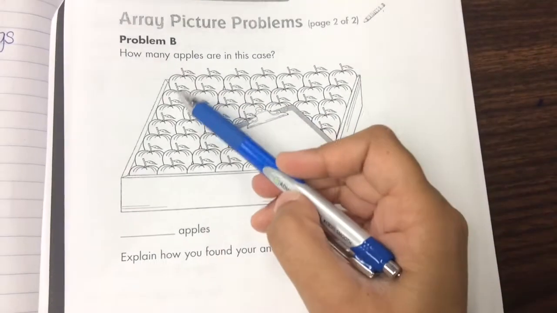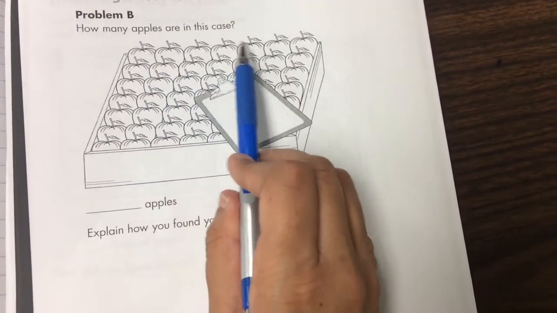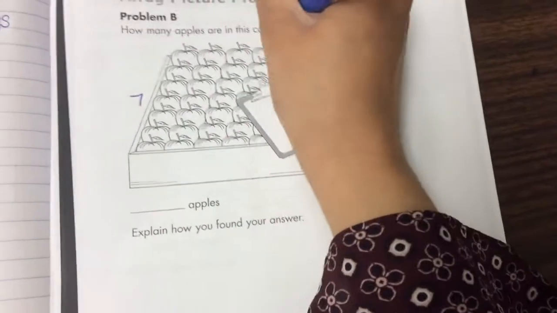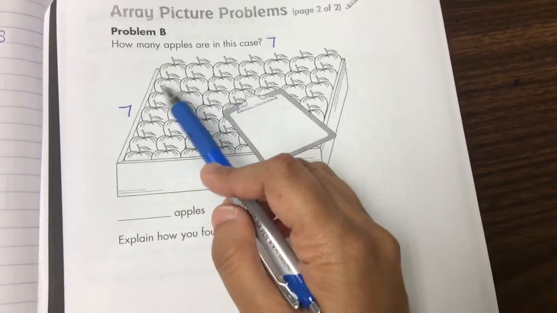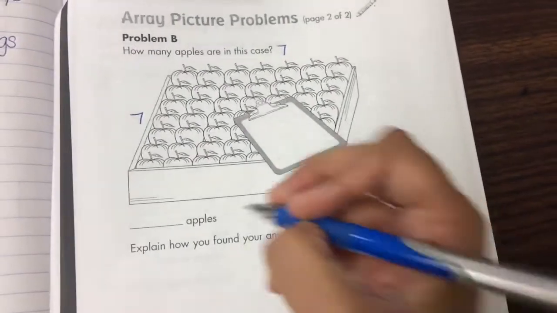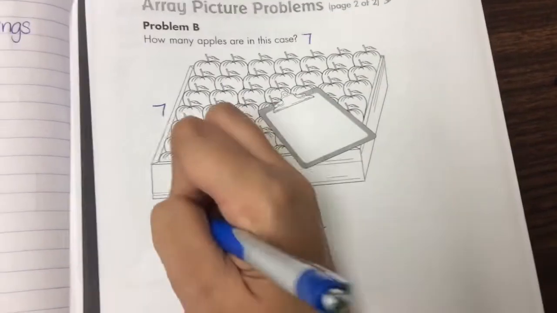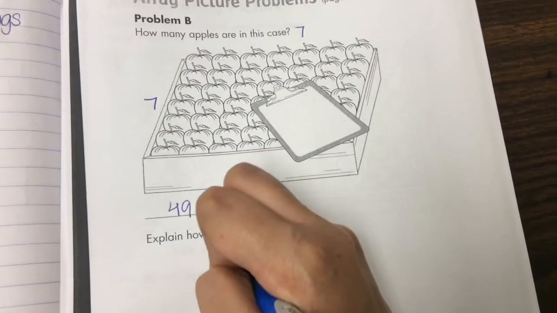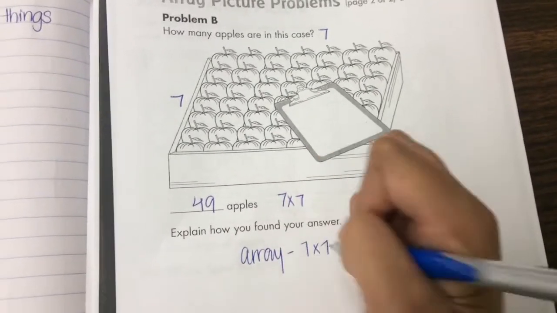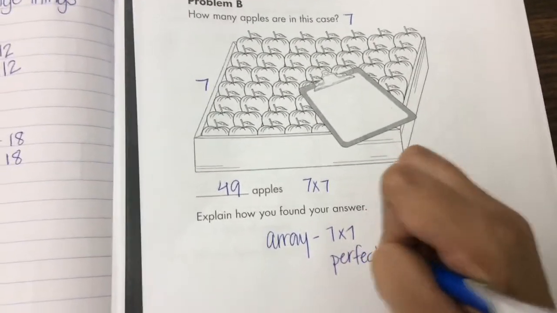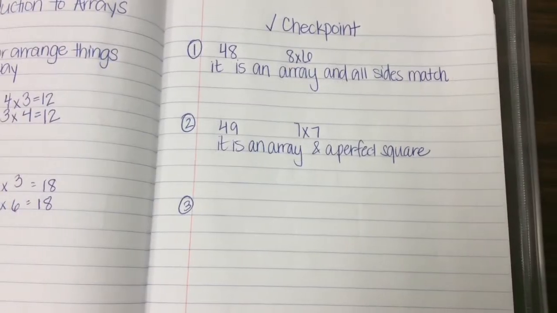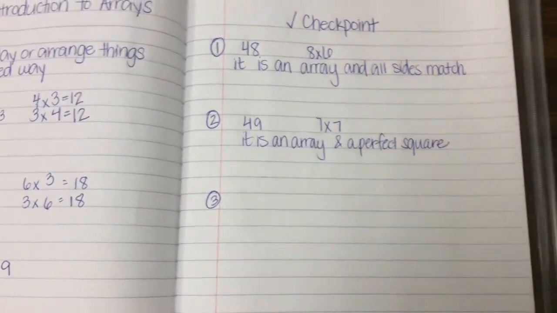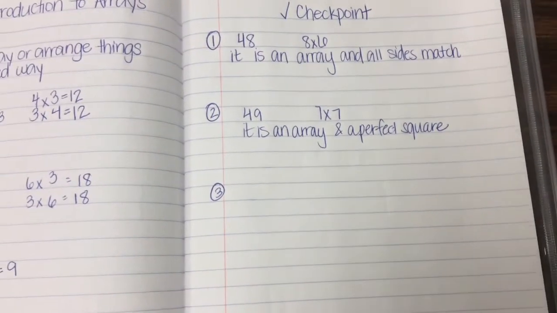Okay, so 1, 2, 3, 4, 5, 6, 7. 1, 2, 3, 4, 5, 6, 7. So it's a 7 by 7. Let me double check. 1, 2, 3, 4, 5, 6, 7. 1, 2, 3, 4, 5, 6, 7. Yes. So if it's a 7 by 7, that means 49 apples. It's an array. It's a 7 by 7, and it's also a perfect square, which I discussed in our notes. So this is the answer to number 2. Remember, just write an X if you got it incorrect so your teacher can check it on Monday.